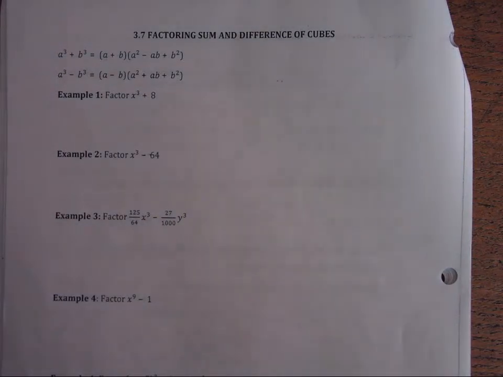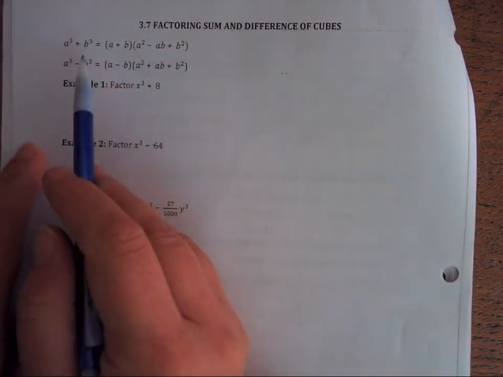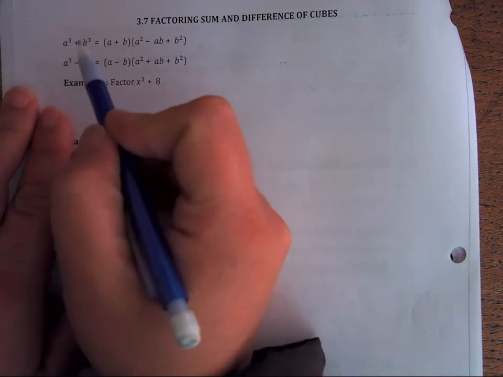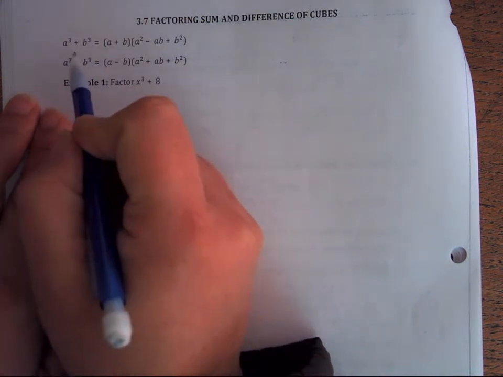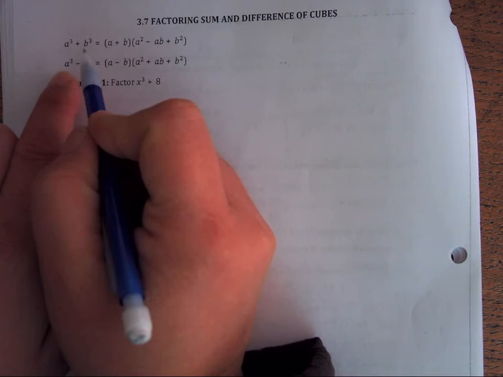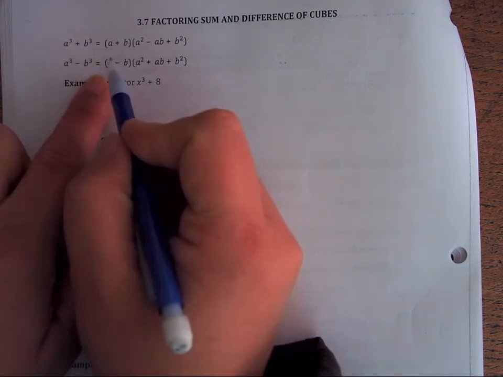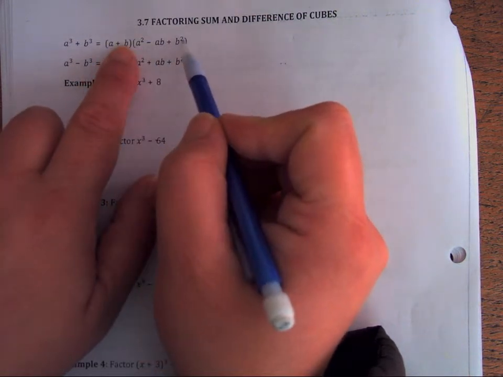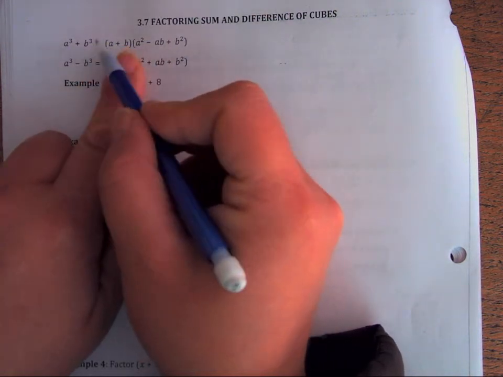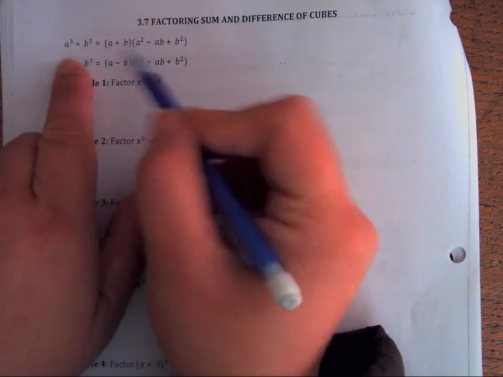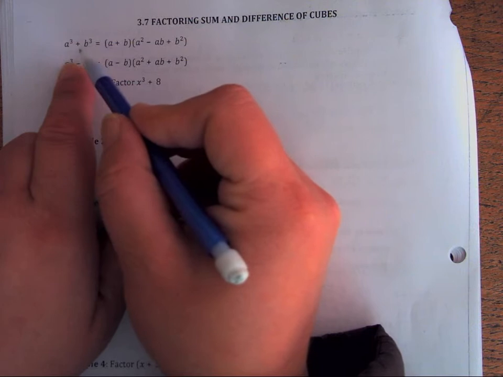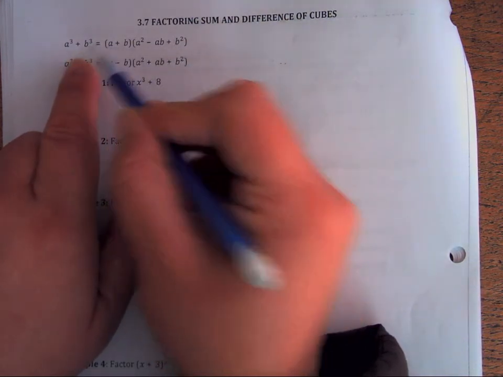Alright, so factoring sum and difference of cubes. As you see on the top, you see two different formulas. The first one is for sum of cubes. Let's say you have a cube plus b cube. How would you factor that? You do a plus b as one factor, and the second factor is, you square the first one, minus, you multiply first and last one, so a times b, plus b squared.